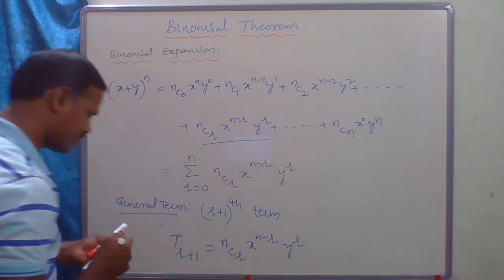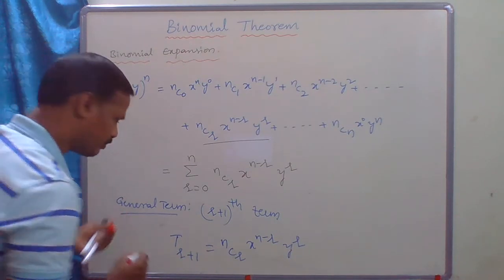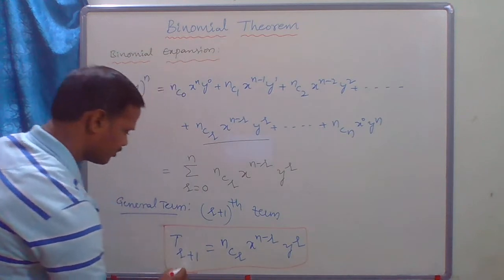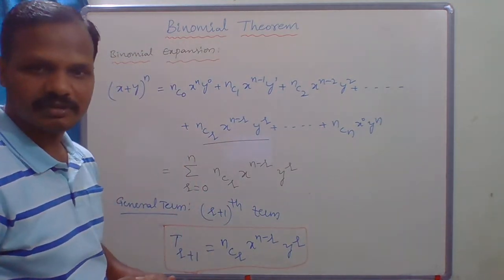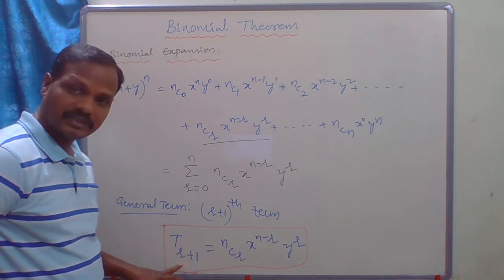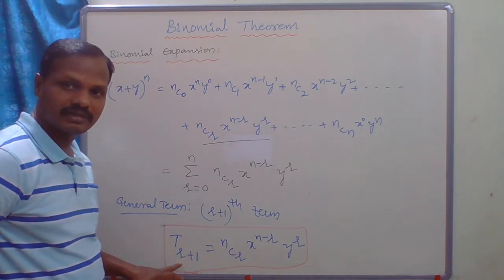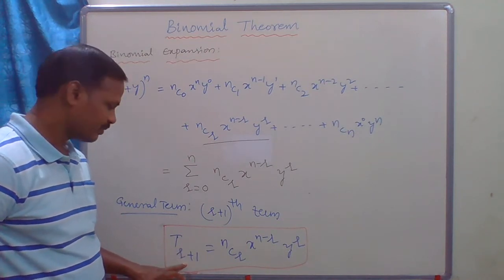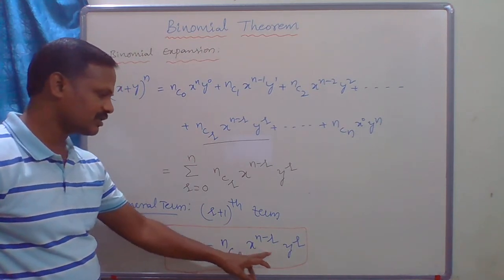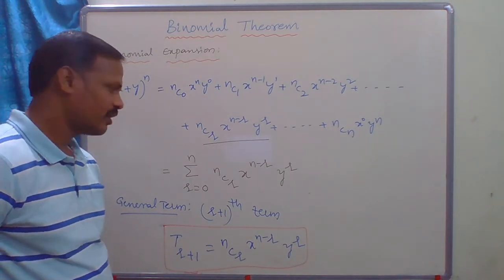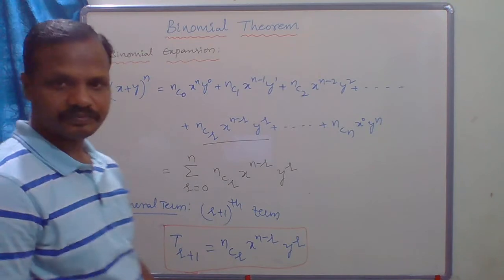You have to remember this general term. This is most important; we use it many times in this binomial theorem chapter. So remember, this is the (r+1)th term, not the rth term. That is T(r+1) = nCr x^(n-r) y^r. Clear?